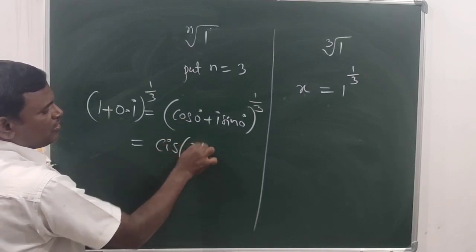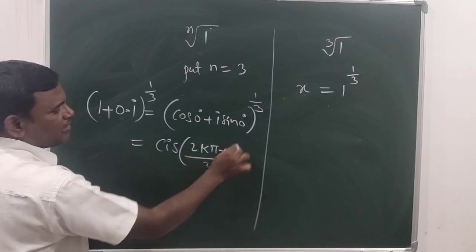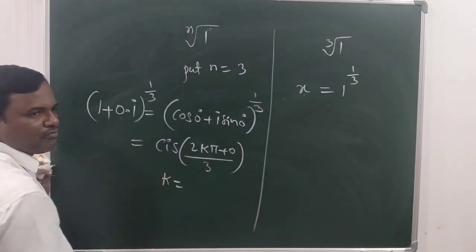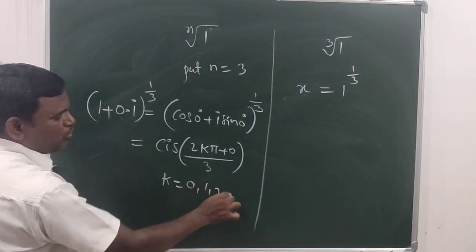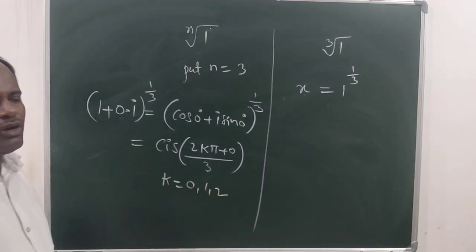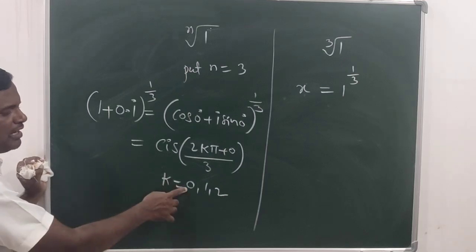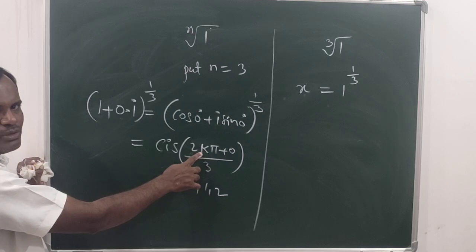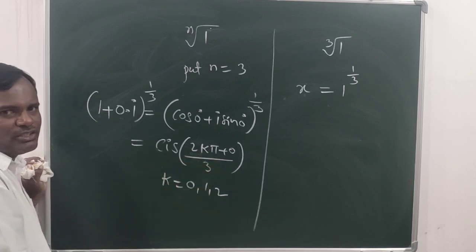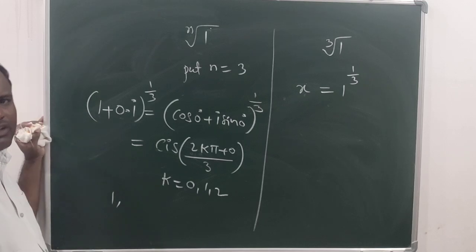So what do you get? Cis of (2k pi plus 0) by 3 you will get, where k runs from, as I said to you, 0, 1, 2. So on writing k equal to 0, what are you going to get? Cos 0 plus i sin 0. Cos 0 is 1, sin 0 is 0. Hence the first root will be 1.